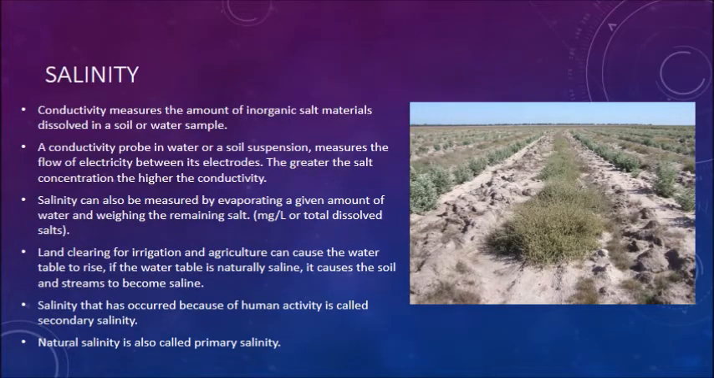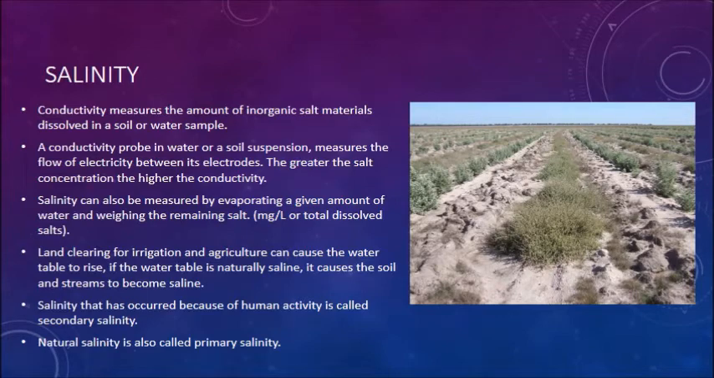The next one we're going to look at is salinity. So salinity is looking at salt. The way that we measure the salt content of soil, for example, is by looking at the conductivity. It measures the amount of inorganic salt material dissolved in the soil or a water sample. And a conductivity probe in water or soil measures the flow of electricity between the probe's electrodes. The more salt there is, the higher the conductivity. The more electricity, the easier electricity can pass from one probe to another.